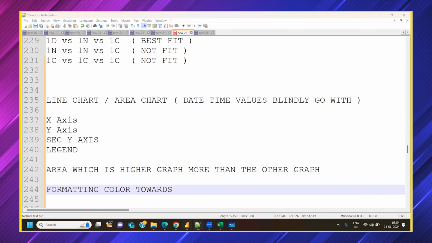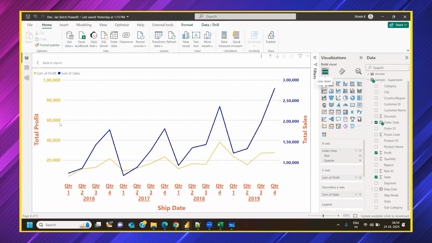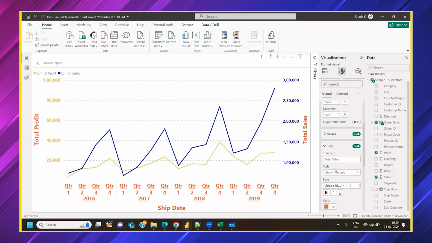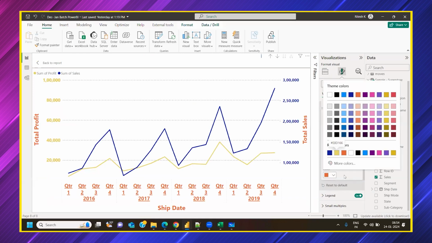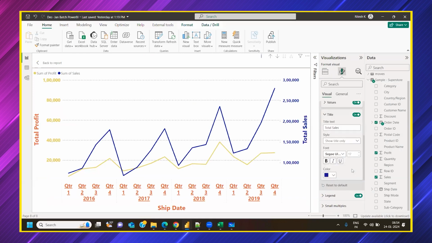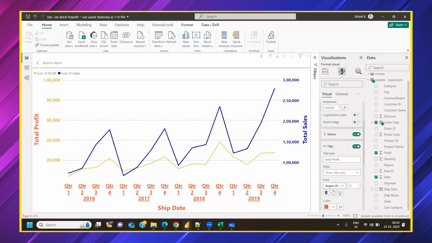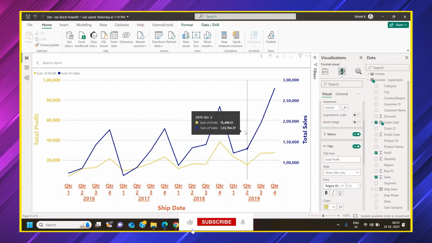Whatever color lines you're trying to show, that color should always be mentioned towards Y and towards secondary Y, including the title. I might not have changed the title, but if I go here, go to title, I'll open this. I'll use it in secondary y-axis. It is blue, it seems. Yeah, it is blue. And in case of y-axis, I'll change it to yellow. This is how it should look. Whatever may be the x-axis color code, the y-axis color code should match with the line of the graph.